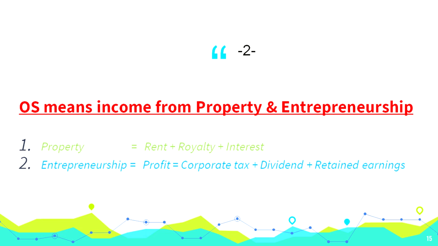When we say income from property, what are the different types of properties? A person can have land, he may have a building, he may have shops. All these are properties for him. Now what will he get from that property? He will get rent. So the first subcomponent for property is rent.